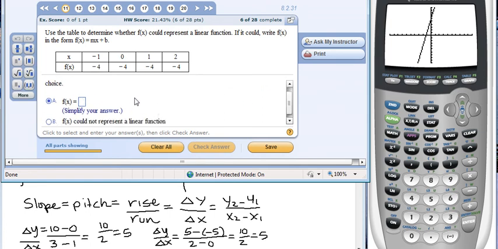So f of x is equal to -4. We've got a 0x, we've got a slope of 0, and we've got the y-intercept at -4, and this is definitely linear.